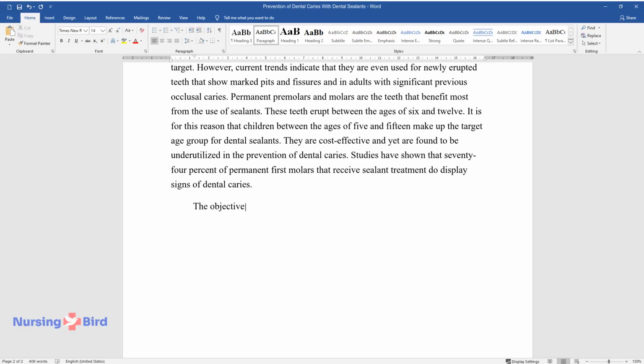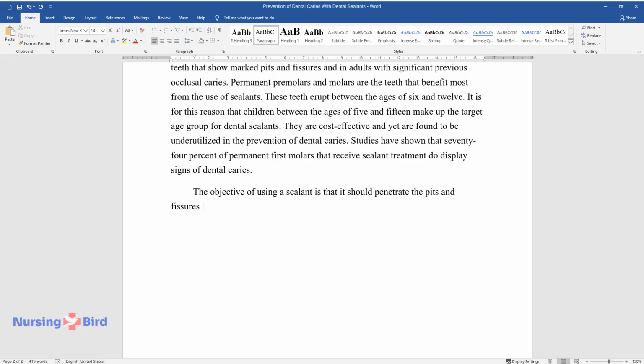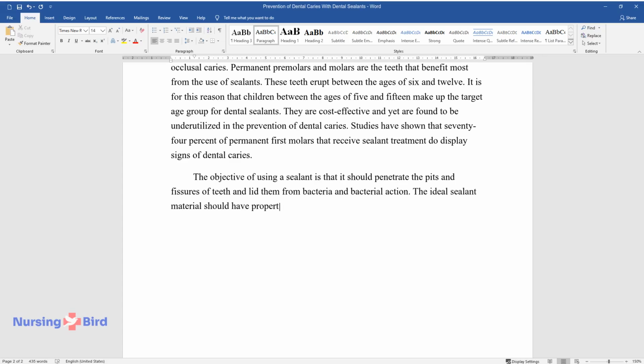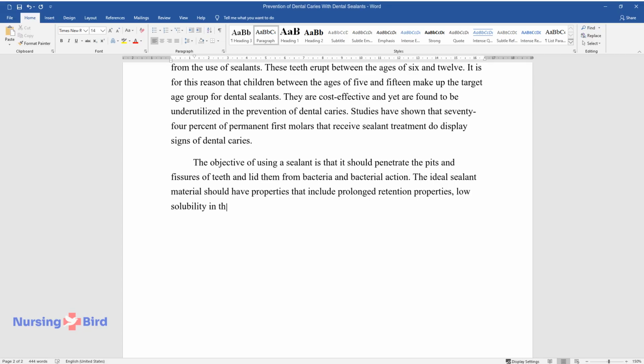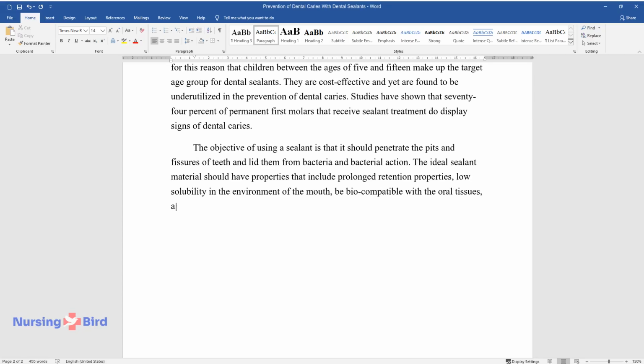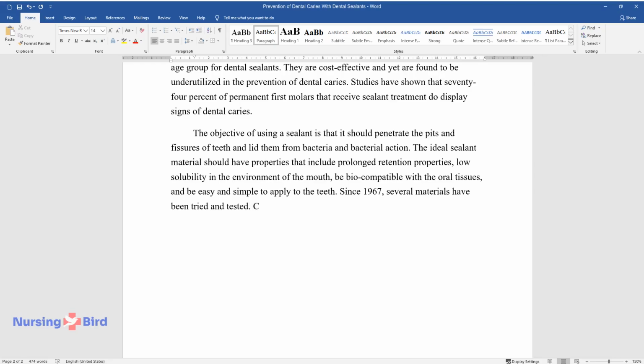The objective of using a sealant is that it should penetrate the pits and fissures of teeth and lid them from bacteria and bacterial action. The ideal sealant material should have properties that include prolonged retention, low solubility in the environment of the mouth, be biocompatible with the oral tissues, and be easy and simple to apply to the teeth. Since 1967, several materials have been tried and tested. Currently, the most commonly used sealant is resin.